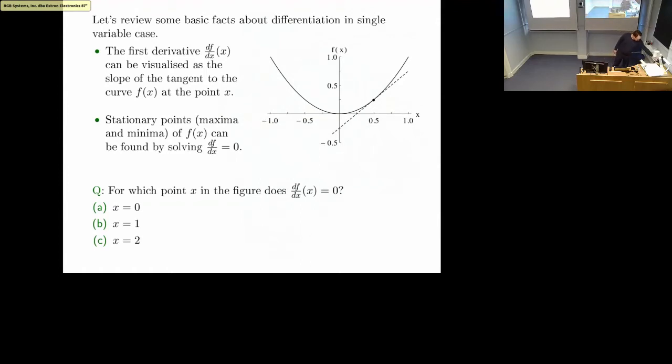And you can see that just by thinking about the tangent line at x equals 0, which would just be some horizontal line, and the slope of the horizontal line is 0. And also this corresponds to the minimum of the function. So with that review, I now want to go to thinking about functions of two variables.